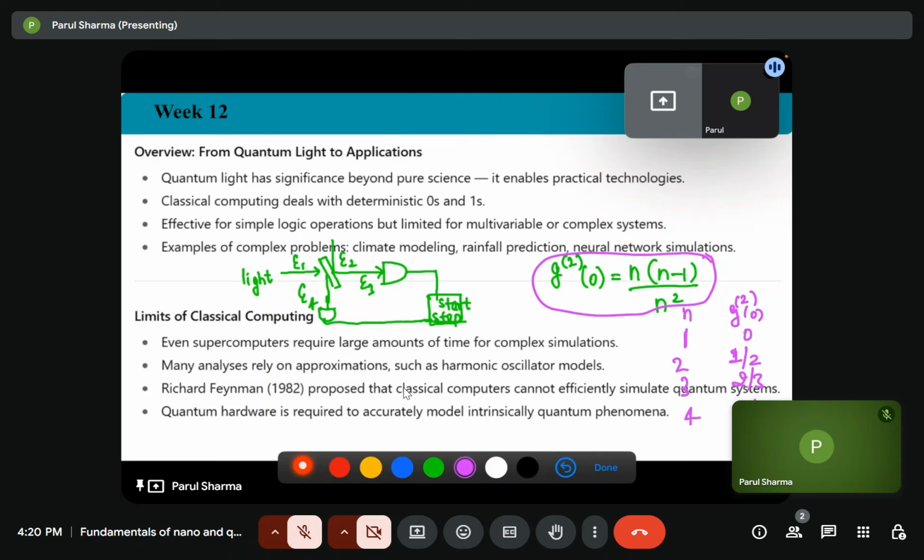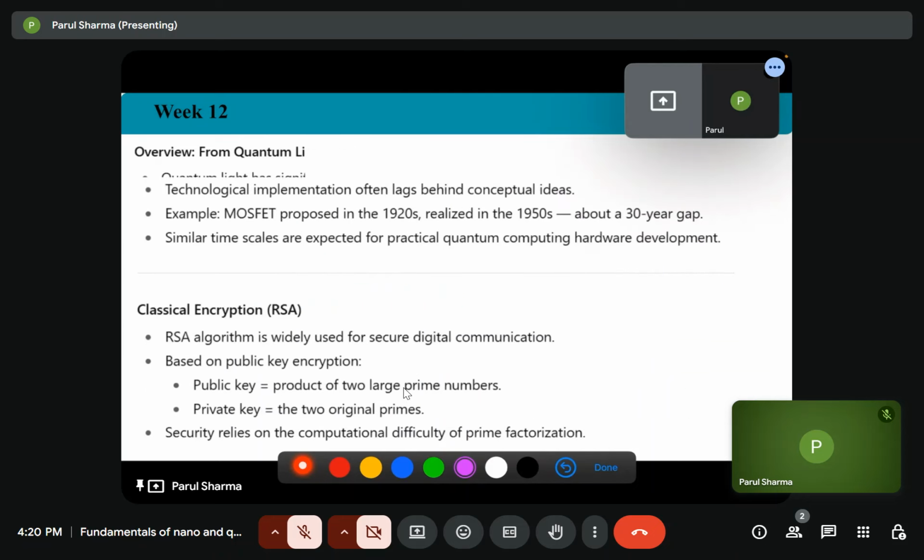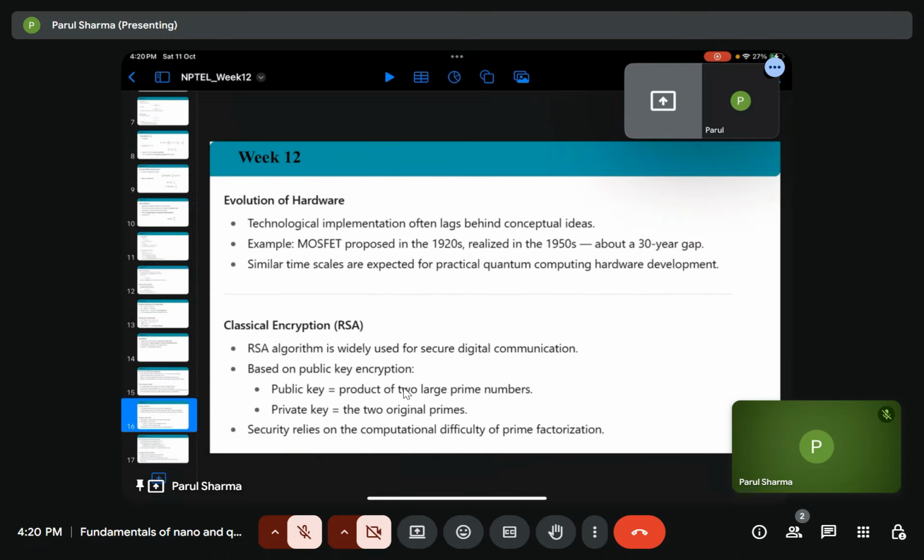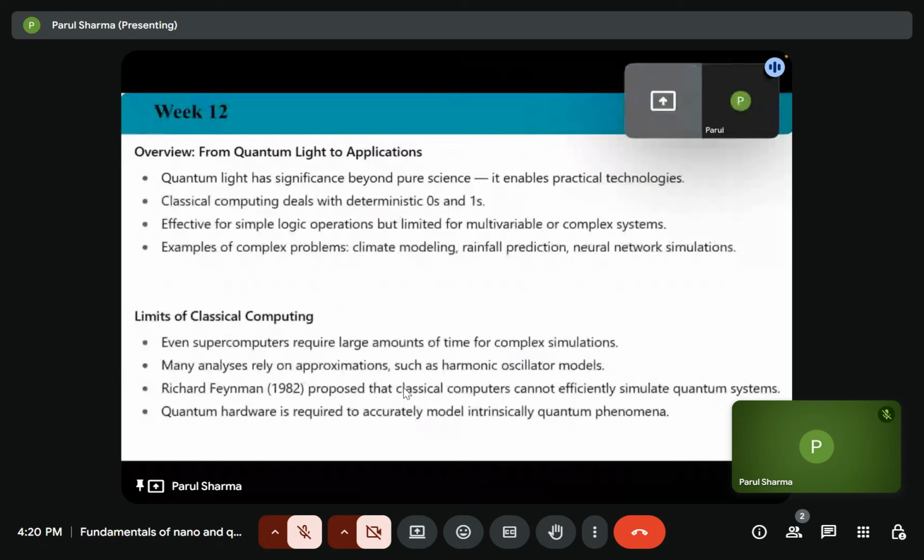So now we will deal with the applications of the quantum light. In classical computing, we deal with zeros and ones. So these are deterministic quantities, where the voltage is precise and very effective for simple logic operations, but limited for multi-variable or complex systems.